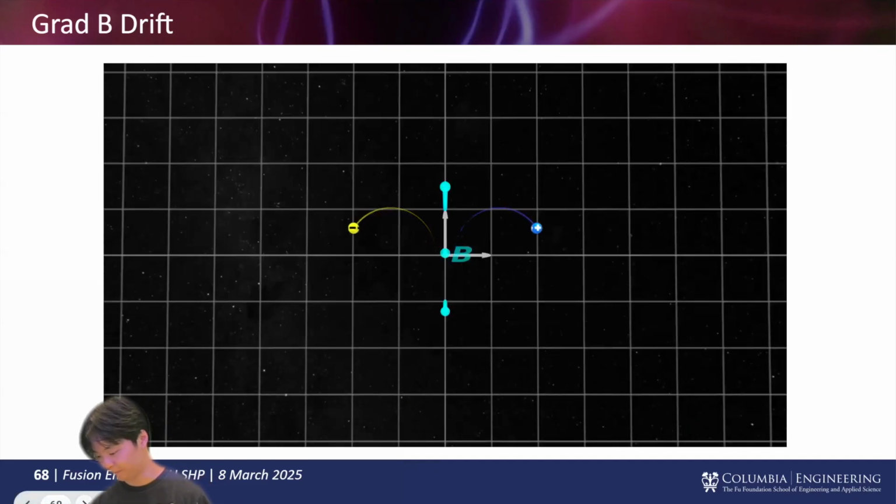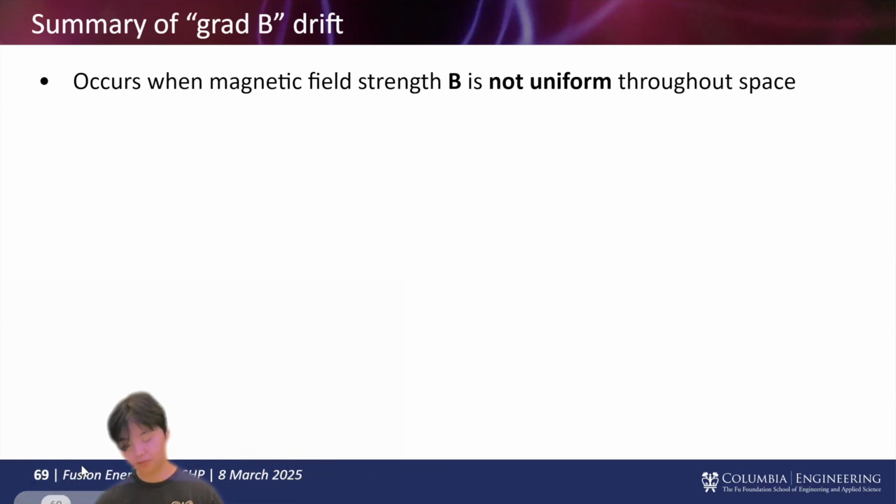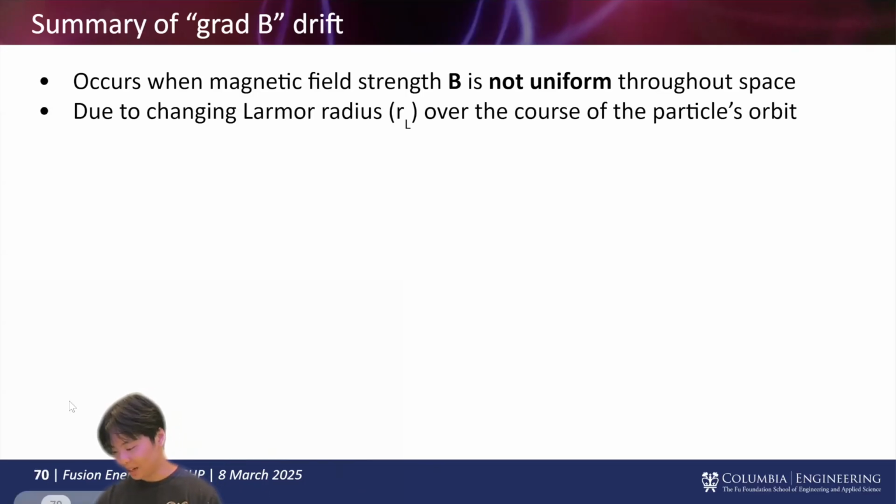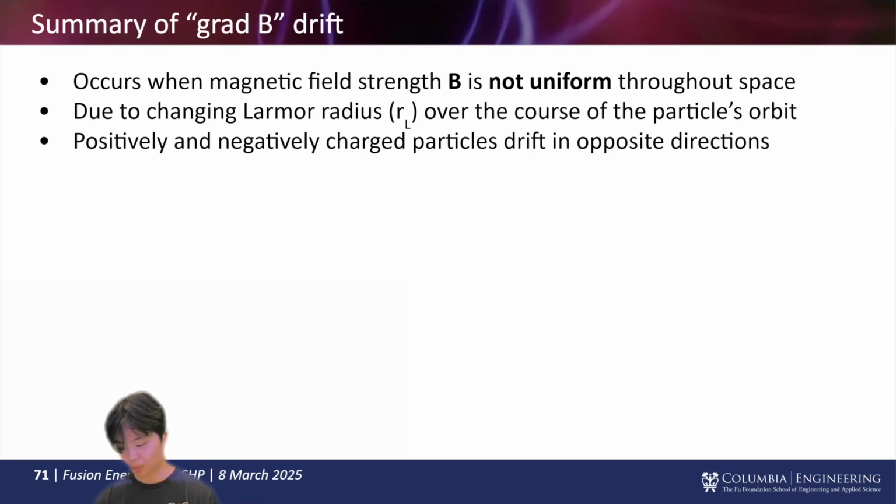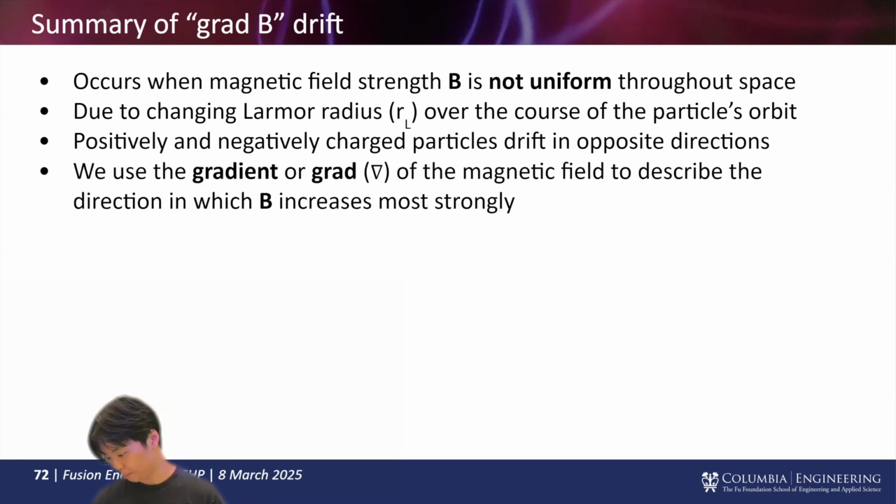If not, I'm sorry. Okay, a summary of the grad B drift. It occurs when magnetic field strength B is not uniform throughout space, which is very common. It's due to a changing Larmor radius over the course of the particle's orbit, because the Larmor radius is affected by B. Higher B's mean tighter Larmor radii, lower B's mean less tight Larmor radii, which changes the course of the particle's orbit. Positive and negatively charged particles drift in opposite directions because they orbit in different directions when gyrating around a B field line.